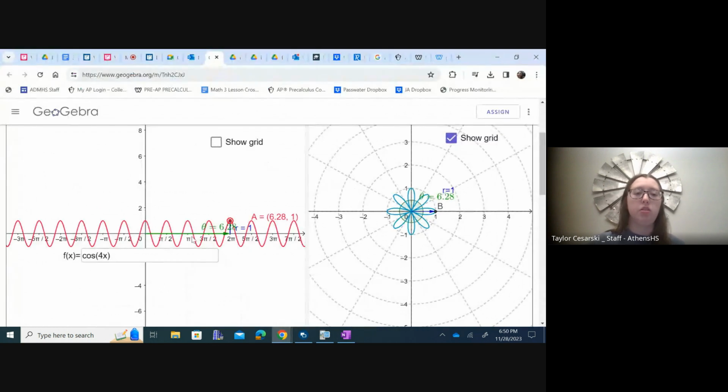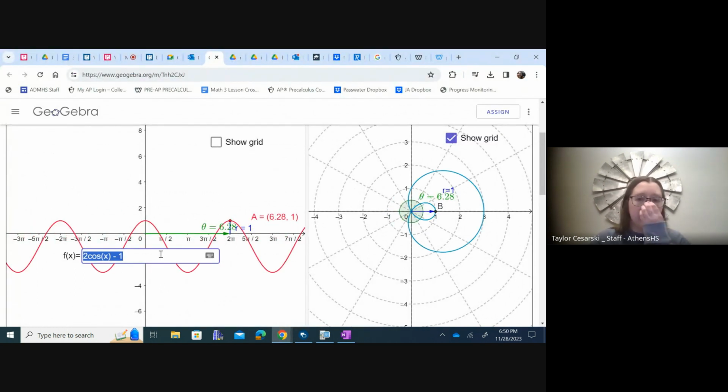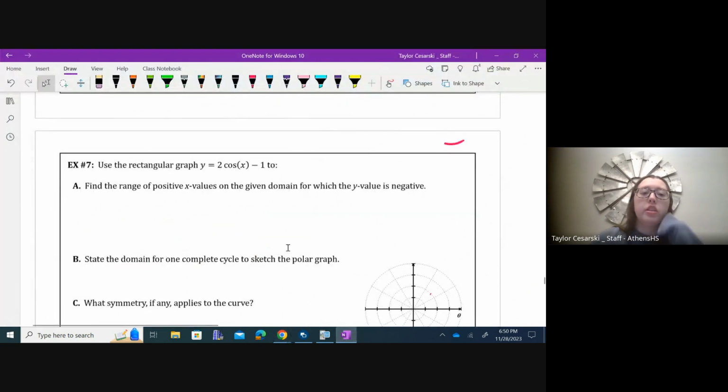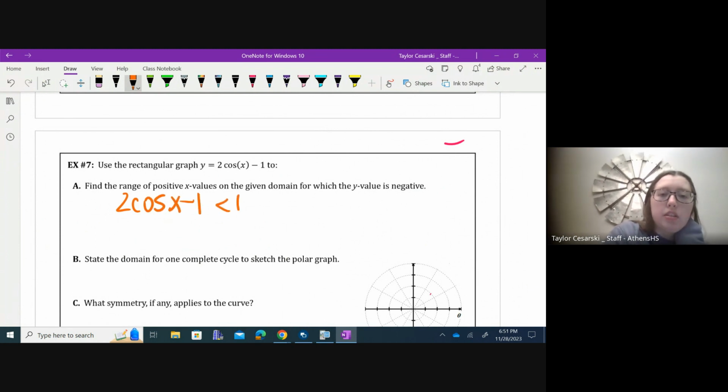So let's go to my GeoGebra. All right, it looks something like this. Okay, another way to write that would be -1 plus 2 cosine theta, if we think about it in the term of a plus b. So where it's negative, well, it starts being negative here and then all the way to somewhere over here. Let's do this algebraically. When it's negative is when it's less than 0.